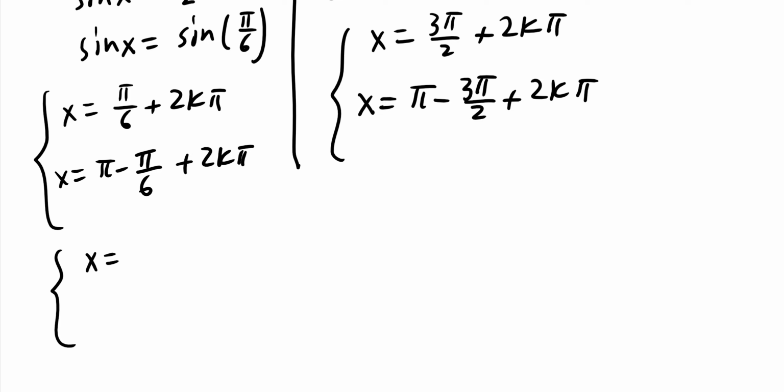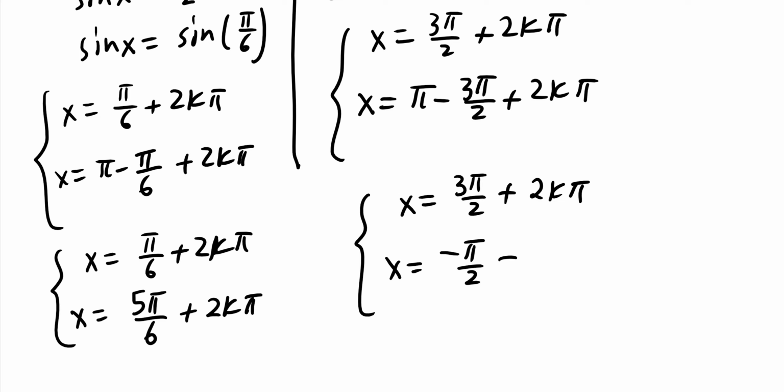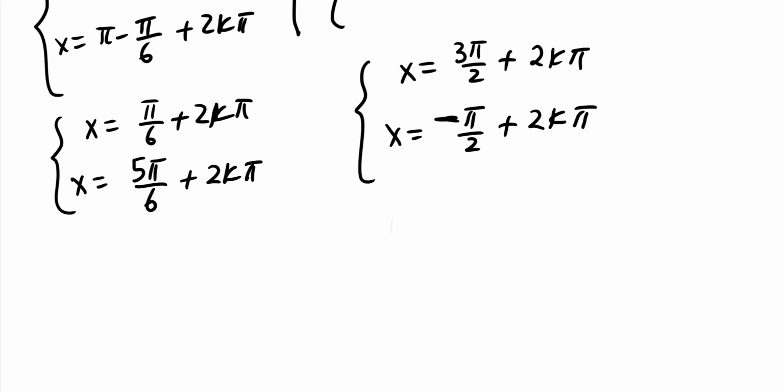So what do we do next? Here x equals, keep this the same, plus 2k pi. And this is 5 pi over 6 plus 2k pi. For this one, we get 3 pi over 2 plus 2k pi, or x equals negative pi over 2 plus 2k pi. That's what we have so far.